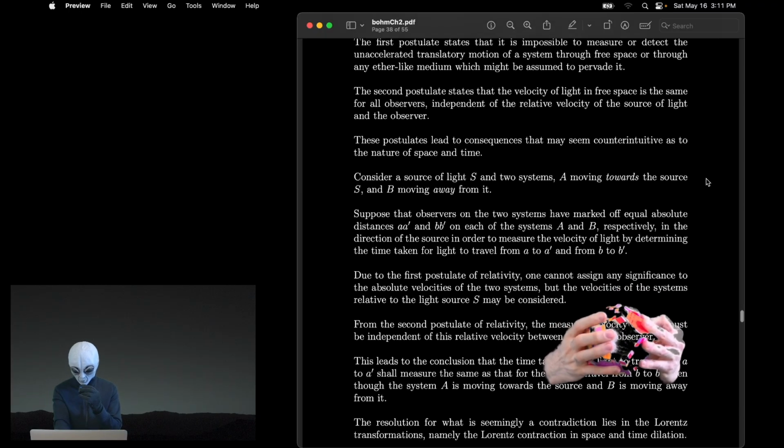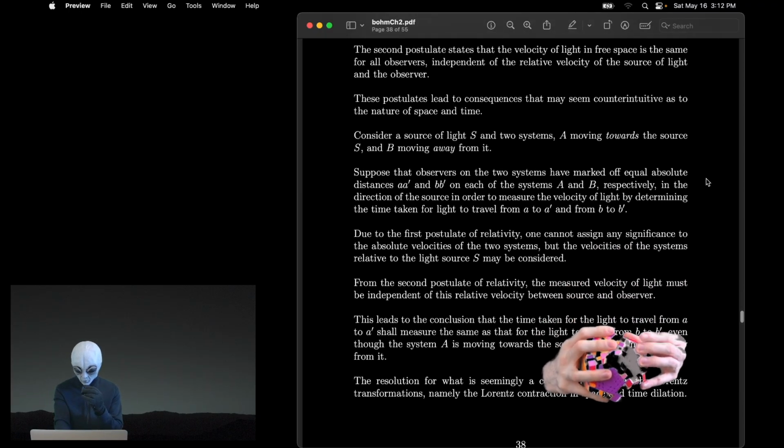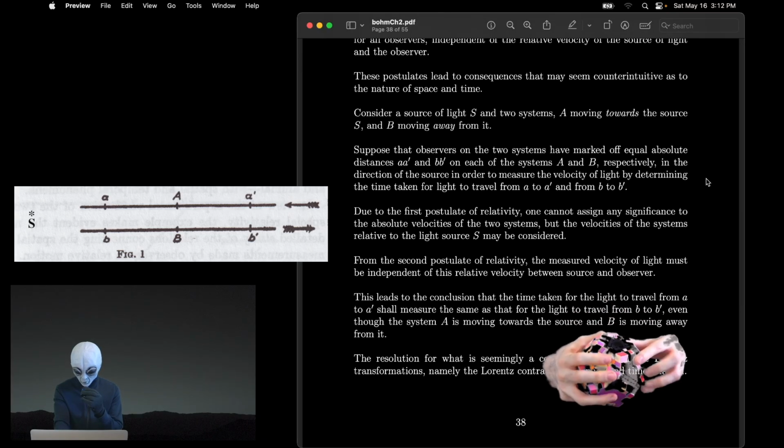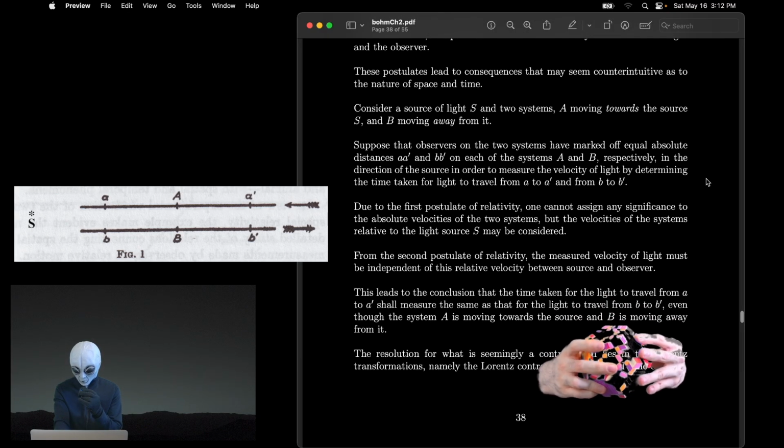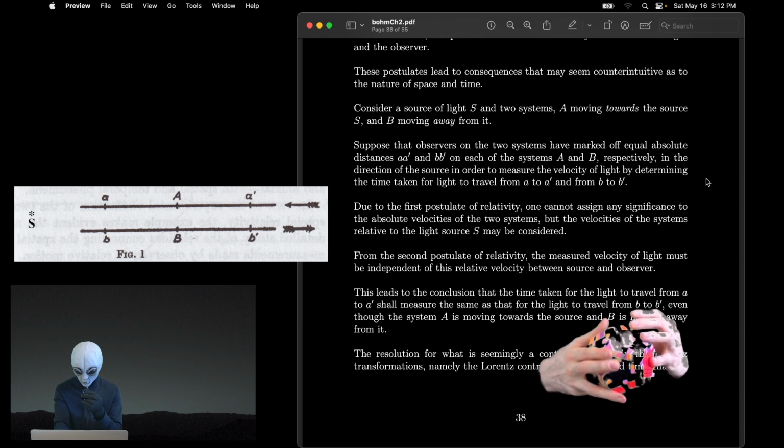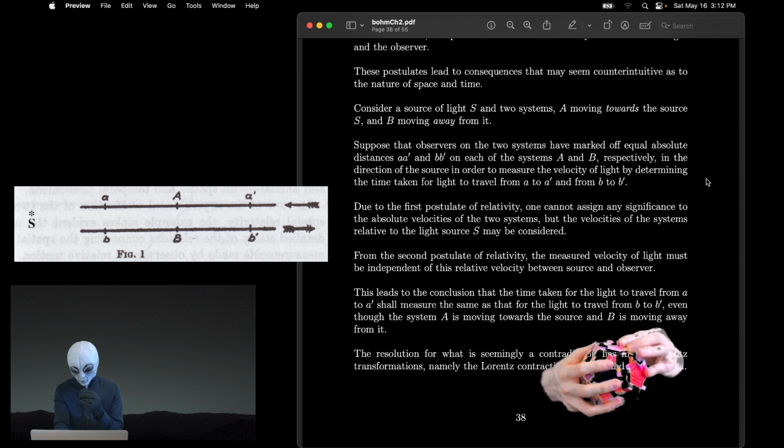These postulates lead to consequences that may seem counterintuitive as to the nature of space and time. Consider a source of light, S, and two systems, A, moving towards the source S, and B, moving away from it.